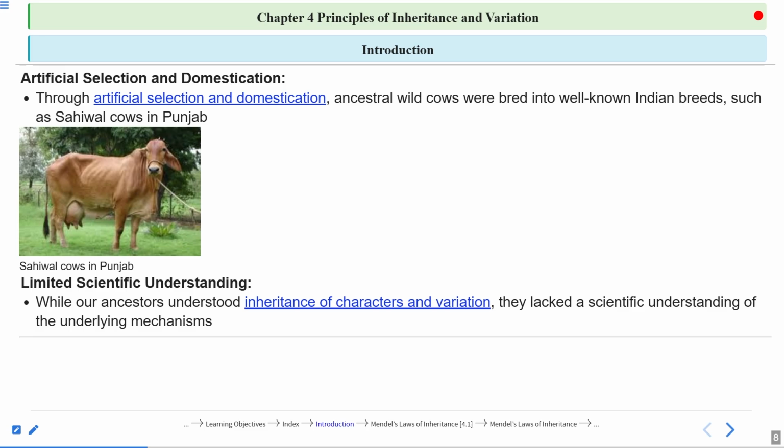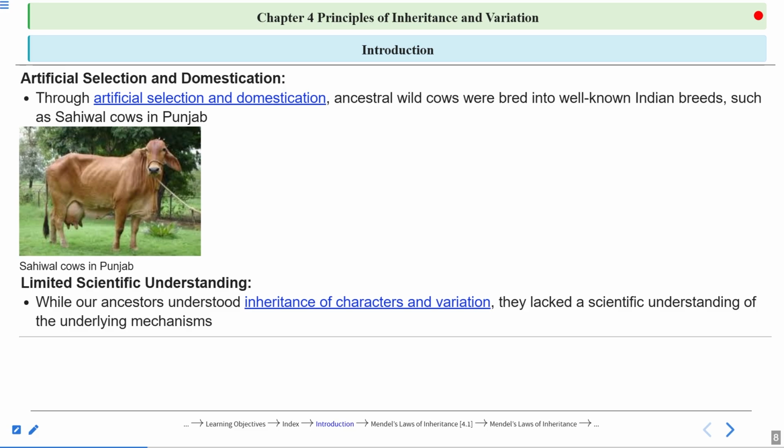So they didn't know the mechanism of this, how this variation arises. So they lacked the scientific understanding. Okay, so they didn't know about the DNA, they didn't know about the genes.